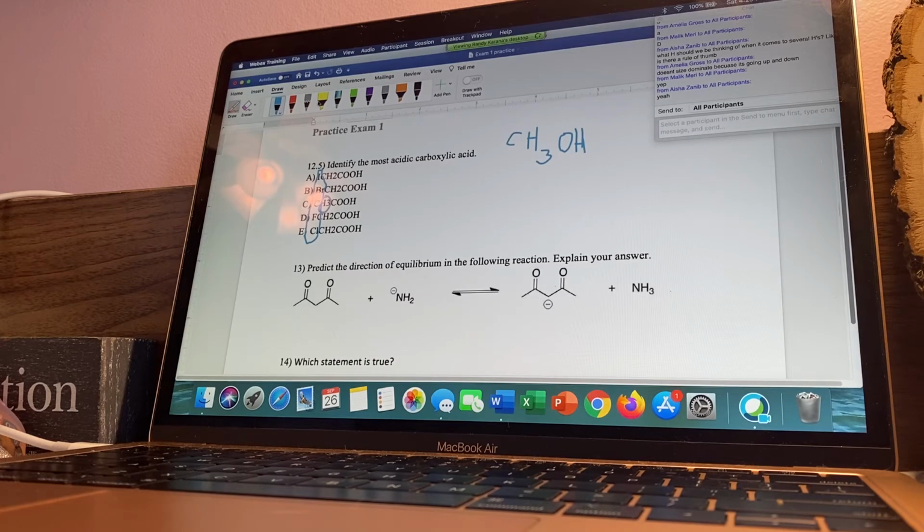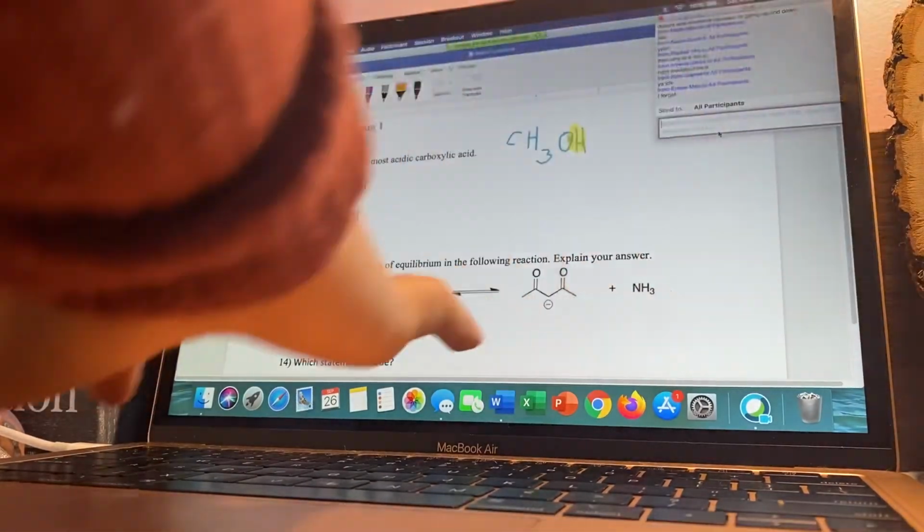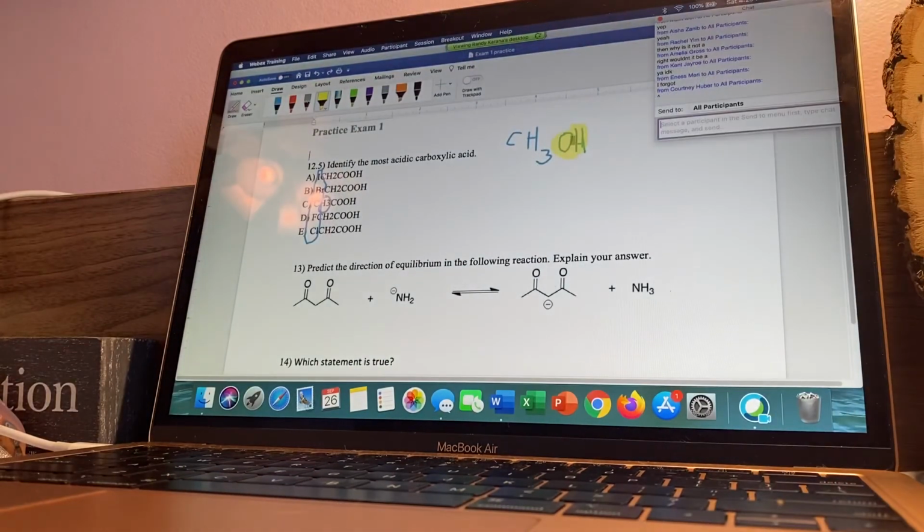So in this case, it would be a little silly to talk about the hydrogen on the carbon being acidic, right? So here we would be talking about only the oxygen being acidic.